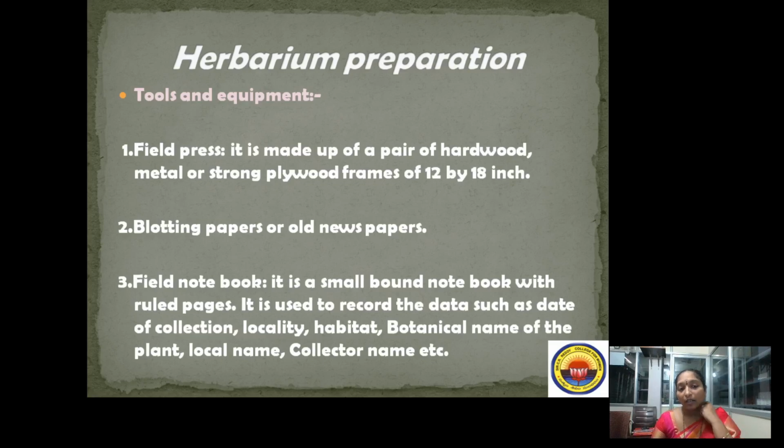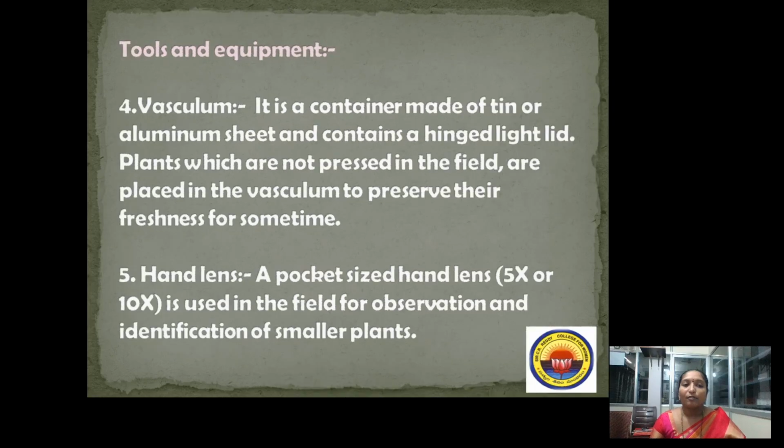Next we have the blotting papers or old newspapers. These newspapers are useful for pressing the plant specimens which are collected from the field. Next we have the field notebook. This field notebook is useful to note down several details like collection, locality, habitat, botanical name of the plant, local name, collector name, etc.